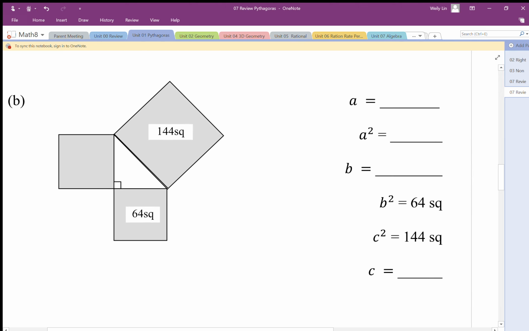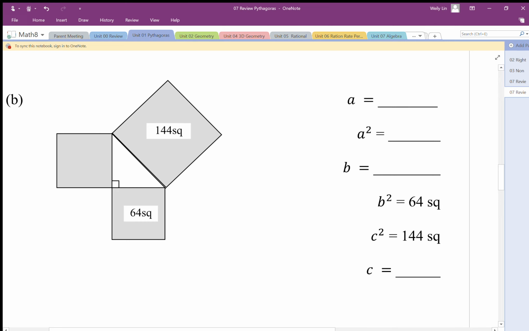So we can do the same thing here. So I have my biggest square is 144 squares. I've got another square here is 64 squares. That allows me to find the square area of this side here. So if I subtract these, because I know that the biggest area, I have to subtract from the biggest area, I end up with 80 squares in this square here. Okay. So a squared in this case represents 80 squares.